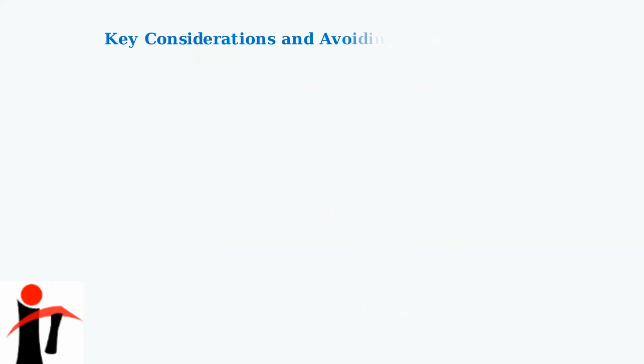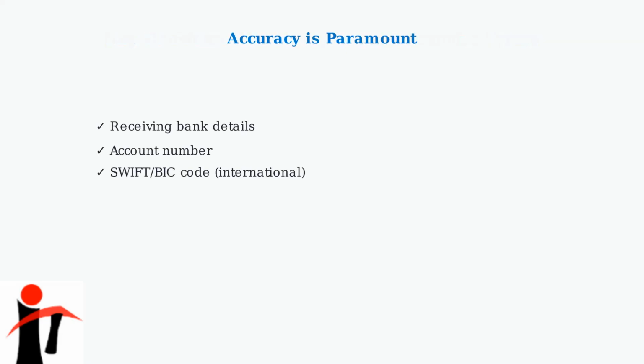When making wire transfers to Coinbase, several critical considerations can make the difference between a smooth transaction and costly delays. Understanding these key factors will help you avoid the most common errors that affect thousands of users. The most critical aspect of any wire transfer is accuracy. Every detail must be entered exactly as provided by Coinbase.